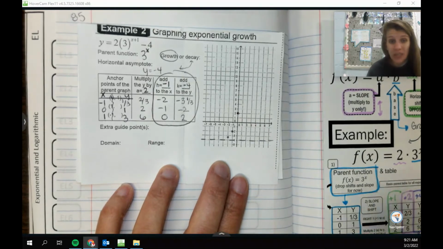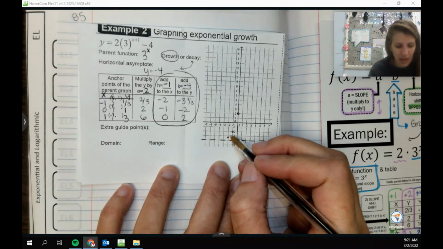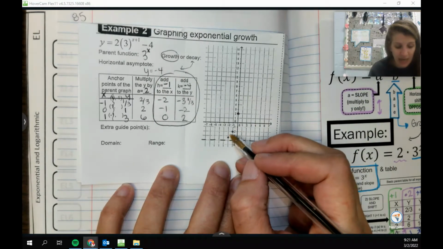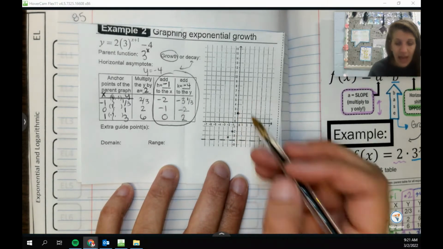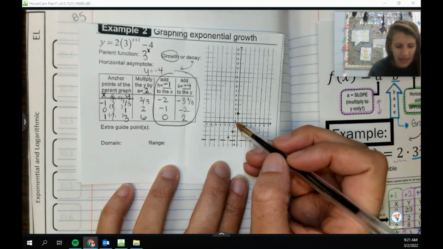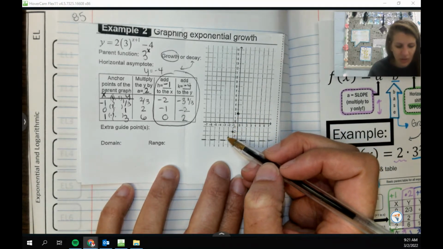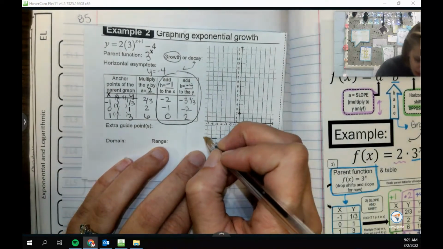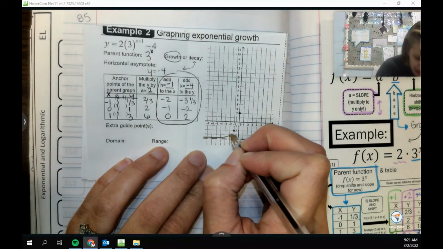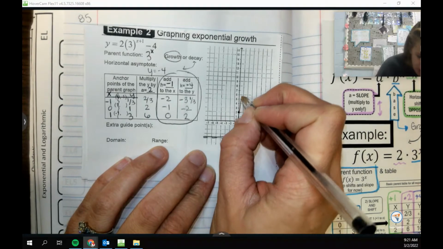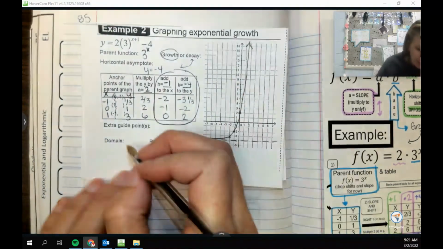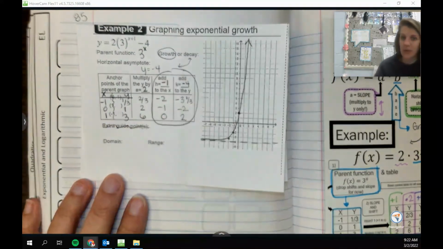And so I can totally see that my graph is growing as I go this way at an increasing rate. I also notice if I go this way, it's like getting closer and closer to my asymptote. So I can totally see how I should sketch this graph out. It says to pick some extra guide points. I'm good with the 3 that we have.